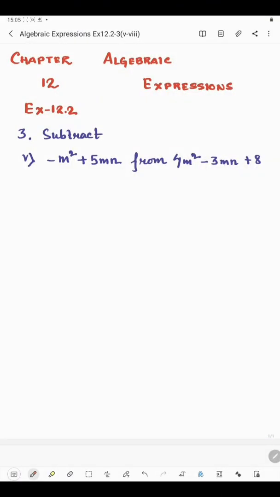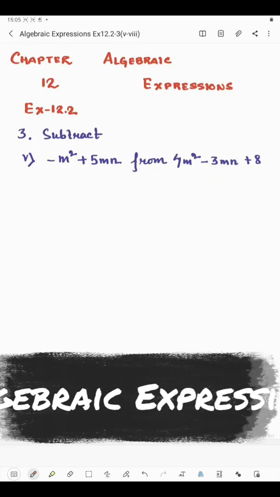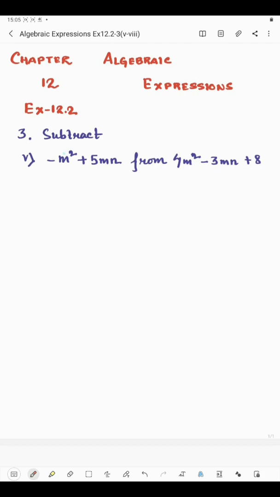Hello students, today I am going to start question number 3, fifth part of exercise 12.2. Now in this question we have to subtract minus m square plus 5mn from 4m square minus 3mn plus 8. In the last 4 sums we have done the subtraction by line method. Now these 4 parts we will be doing by column method.